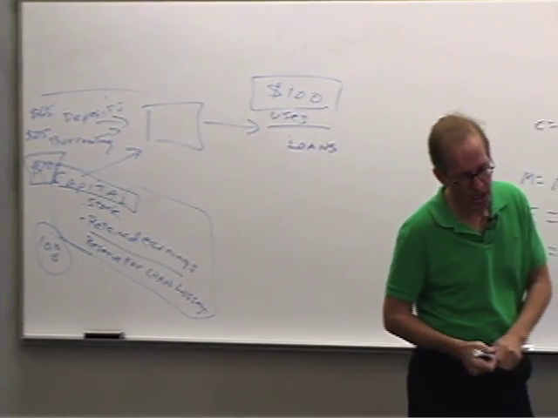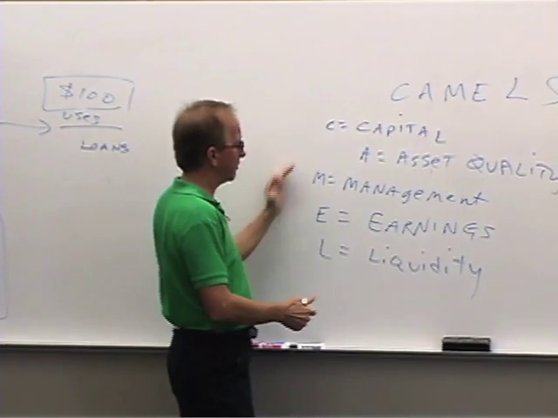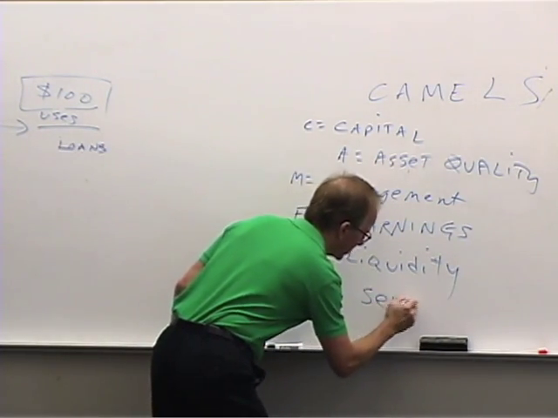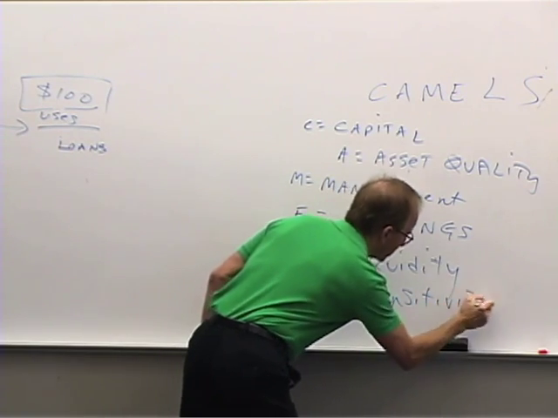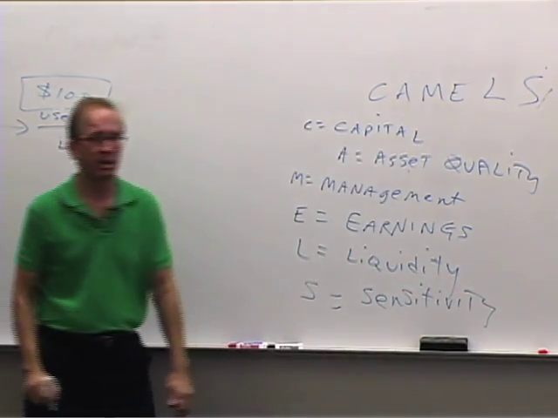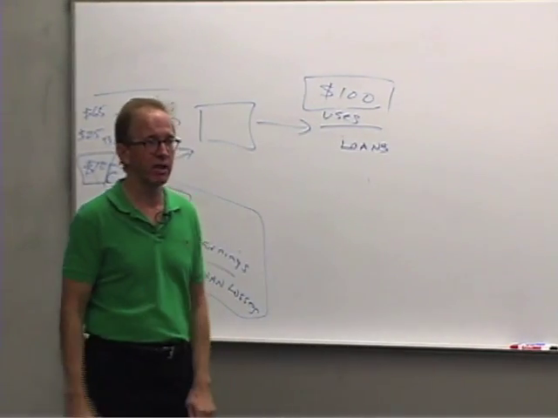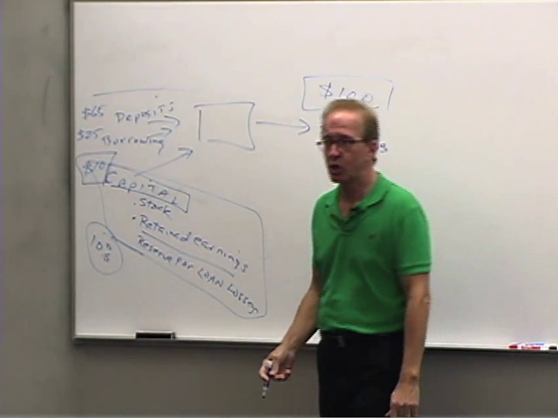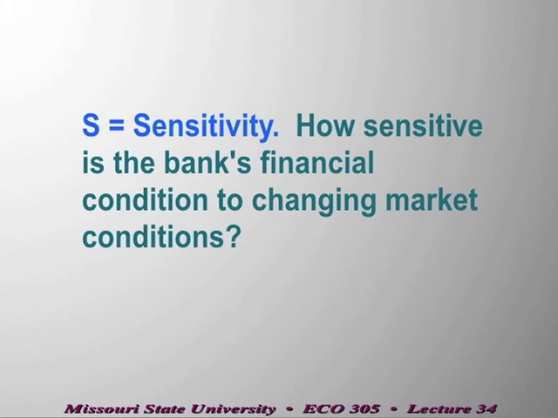What do we have now? S. There's CAMELS. S is sensitivity. Now, I know what you're thinking. I'm a sensitive guy. But that's not what we're talking about here. Sensitivity to changes in asset prices, changes in interest rates.